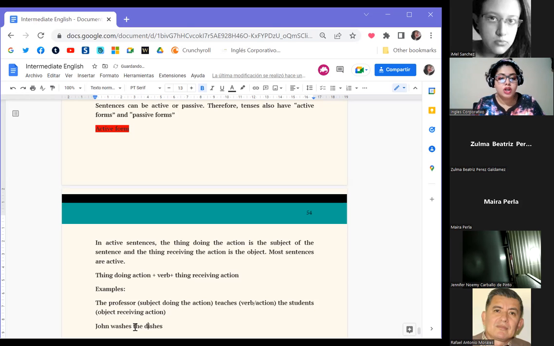Again, we have that John is the subject doing the action. Then we have our verb, washes, because we're applying the rule of the third person, that is the verb or action. And the dishes are the object receiving the action.